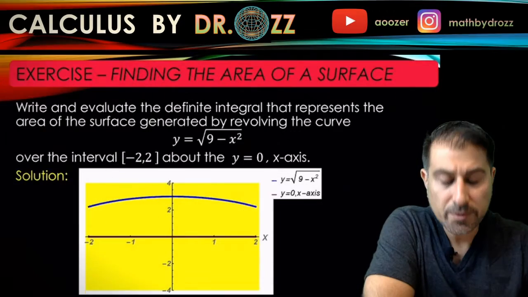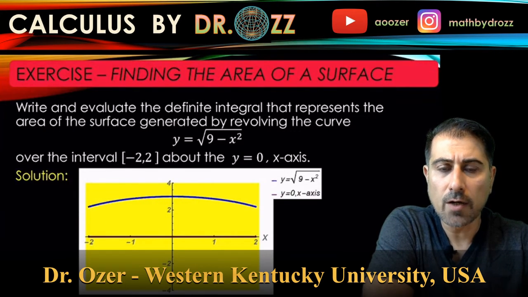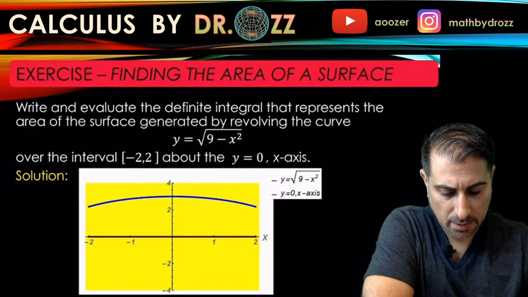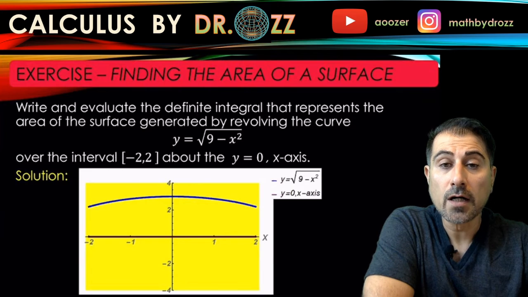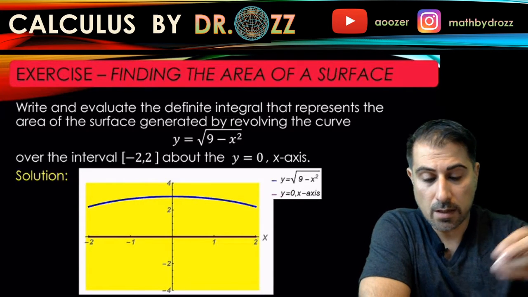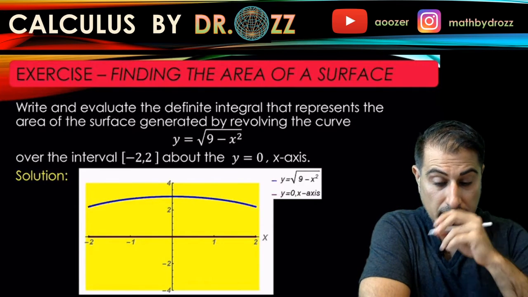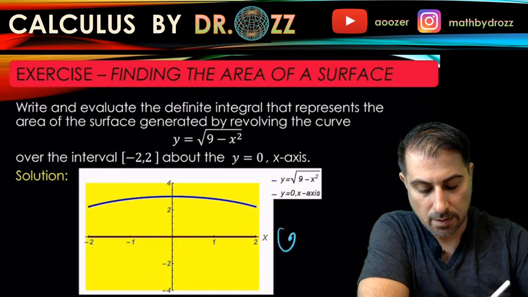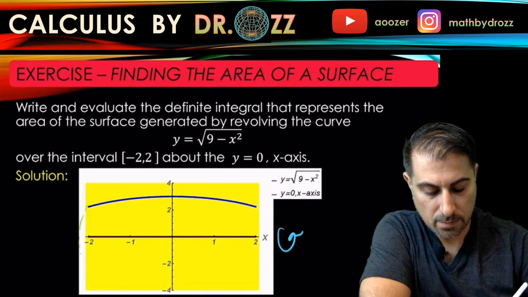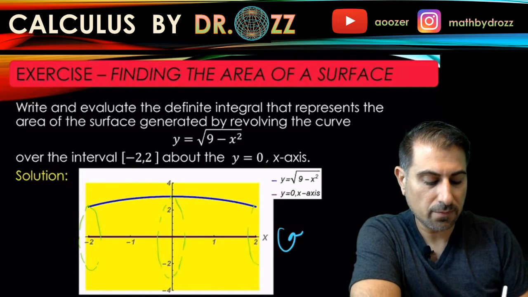All right, so we're given the function y equals radical 9 minus x squared over the interval -2 to 2. And we're going to revolve the curve of radical 9 minus x squared about the x-axis. Okay, so we're going to get a shape like this, obviously. A three-dimensional picture. I'm going to show you what it looks like, in fact.